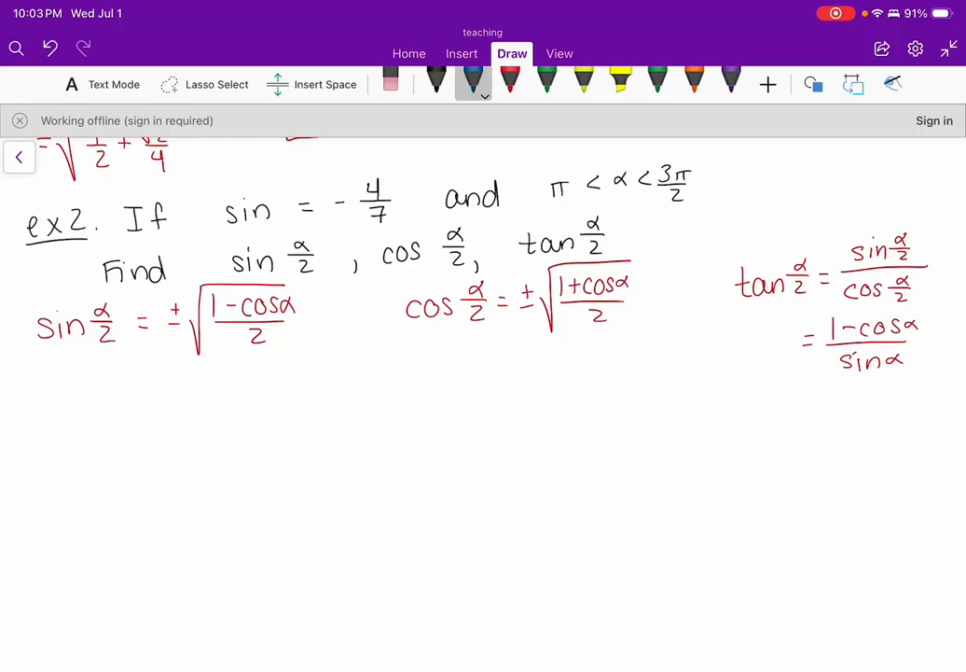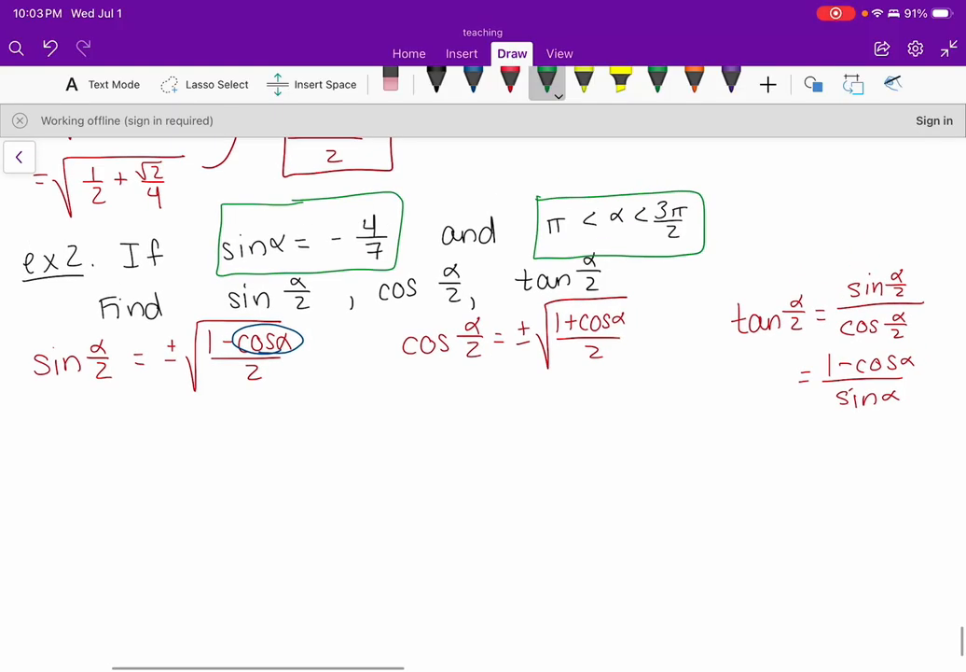I'm going to start with the sine alpha over 2. As I look at this one, to be able to use this identity, I really need cosine of alpha. I don't currently have cosine of alpha, but I do have sine of alpha. Since I have sine of alpha, I can use this relationship to make a triangle. This will also tell me what quadrant my alpha is supposed to be in. Alpha is between pi and 3 pi over 2, so somewhere in here. So I'm going to make my triangle.